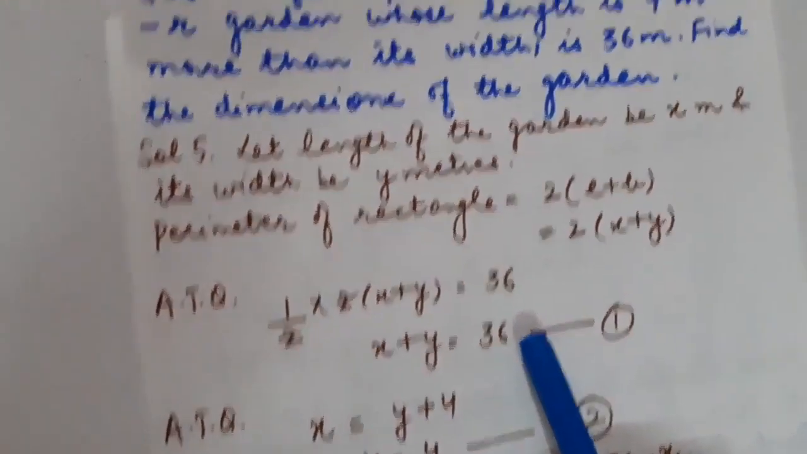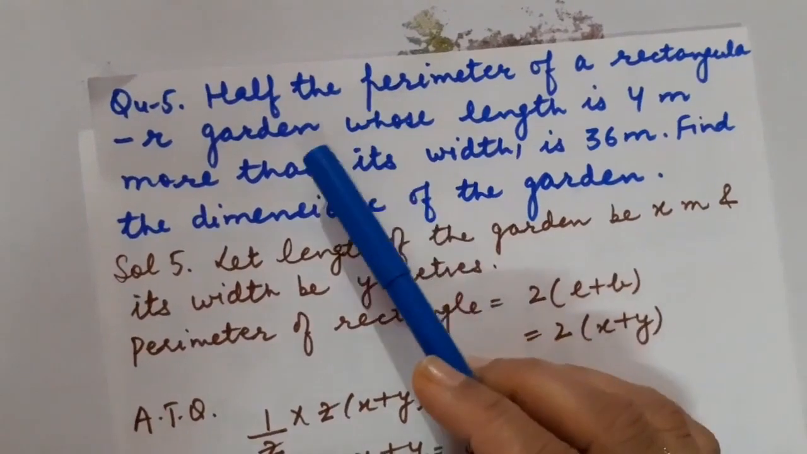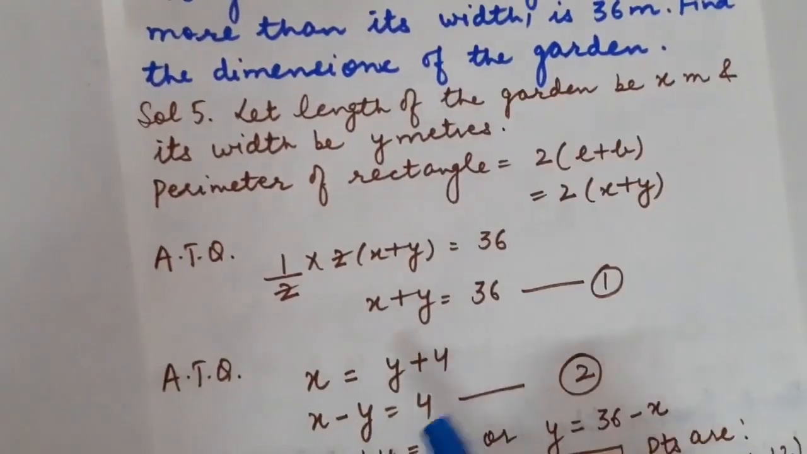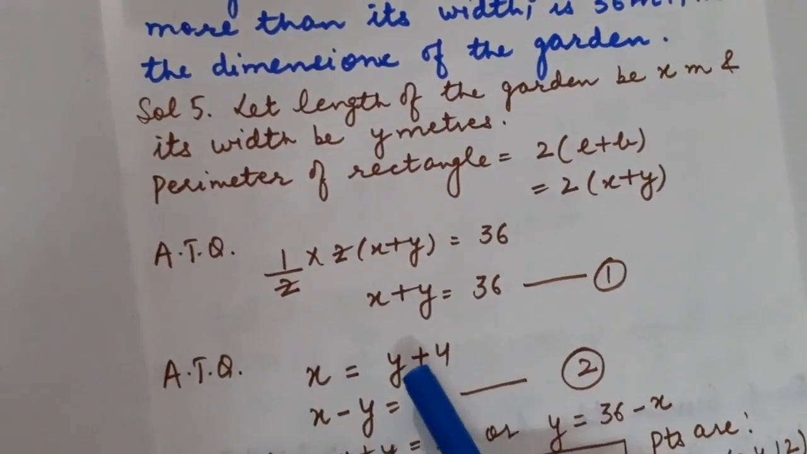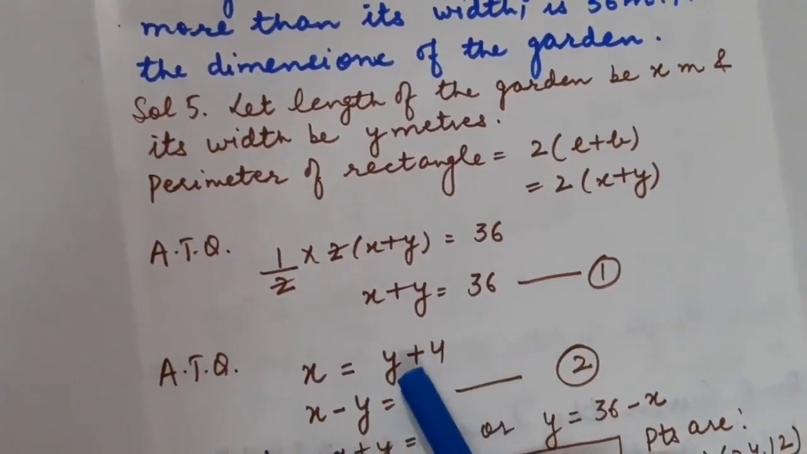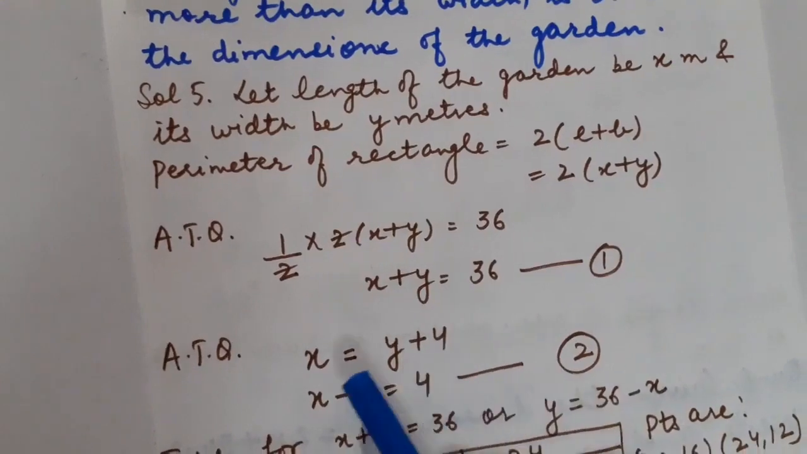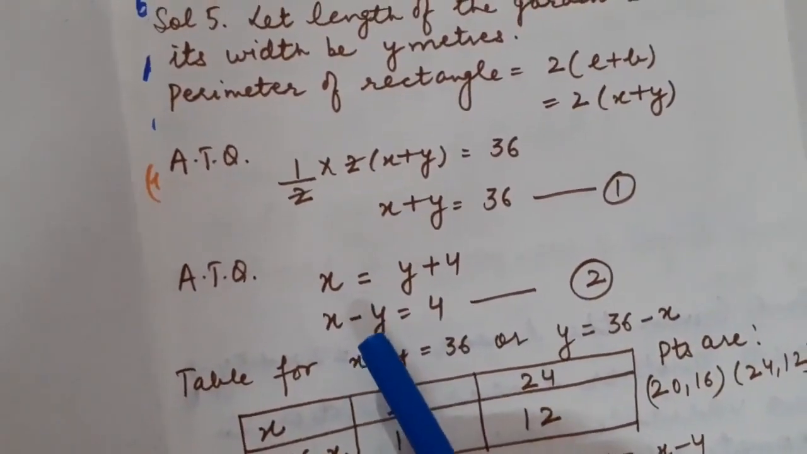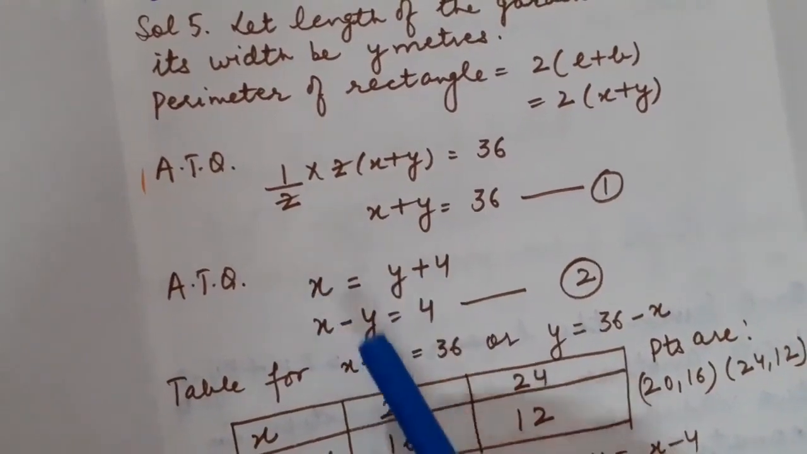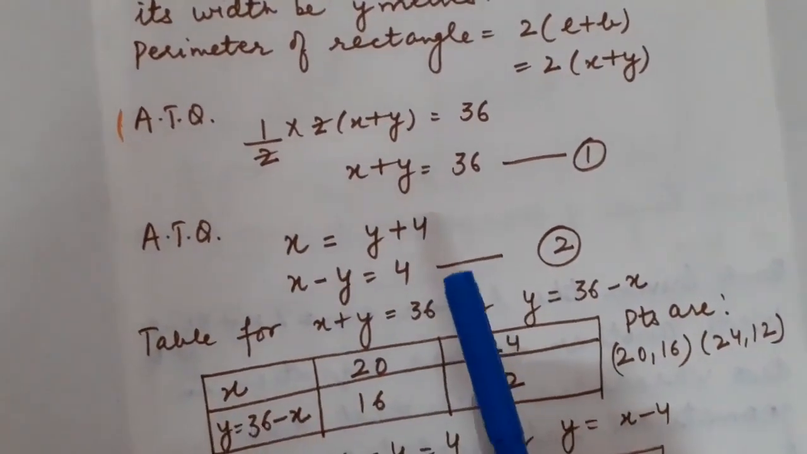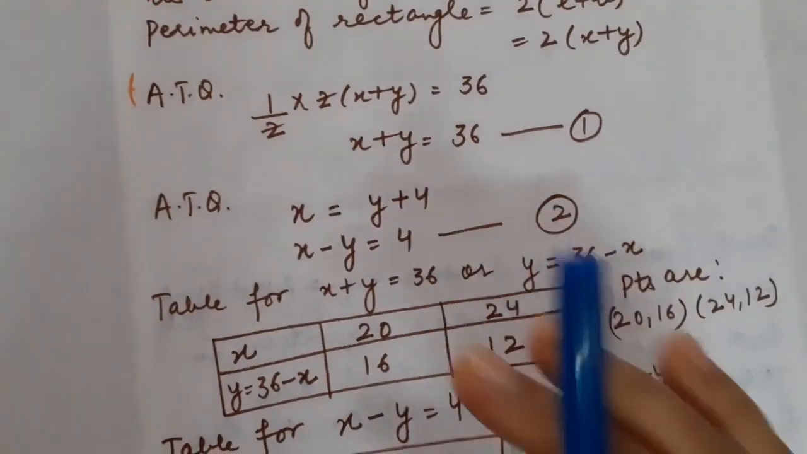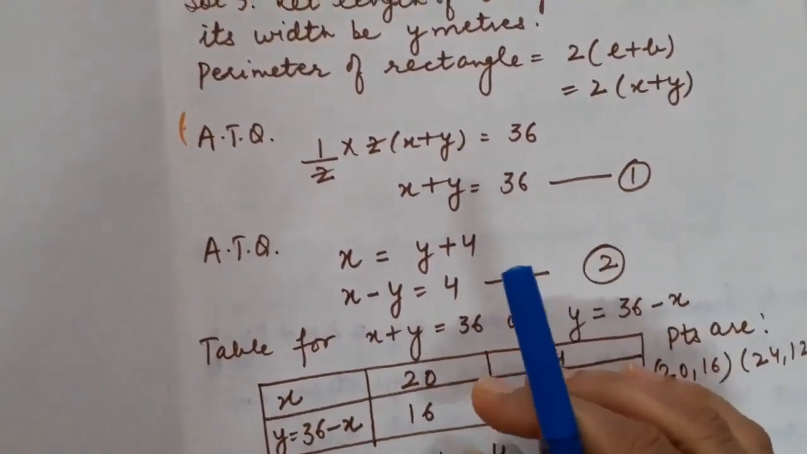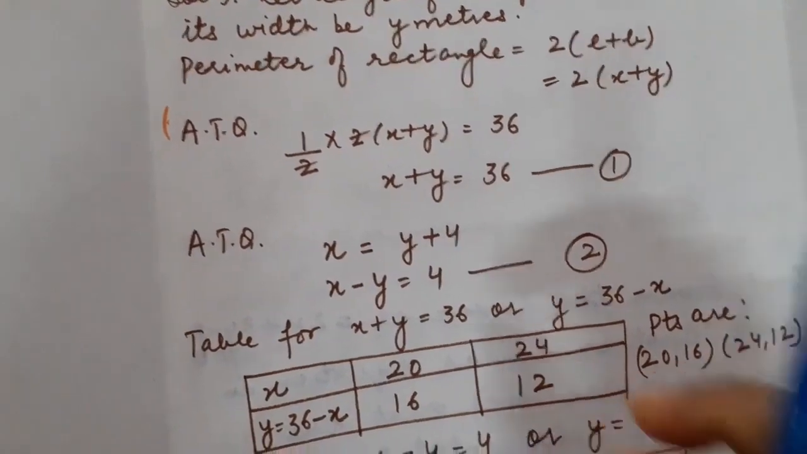Understood? Now, what else is given? That length is 4 meter more than its width. Length is x. This is more than its width by 4 meter. So means x is equal to y plus 4. So through this again I have calculated one more equation, that is x minus y is equal to 4. Now children, through graphical representation I have to tell what will be the length and what will be the breadth.